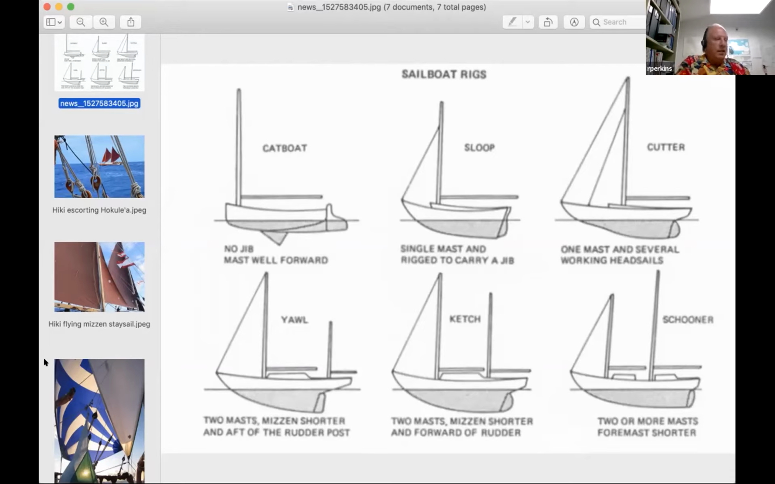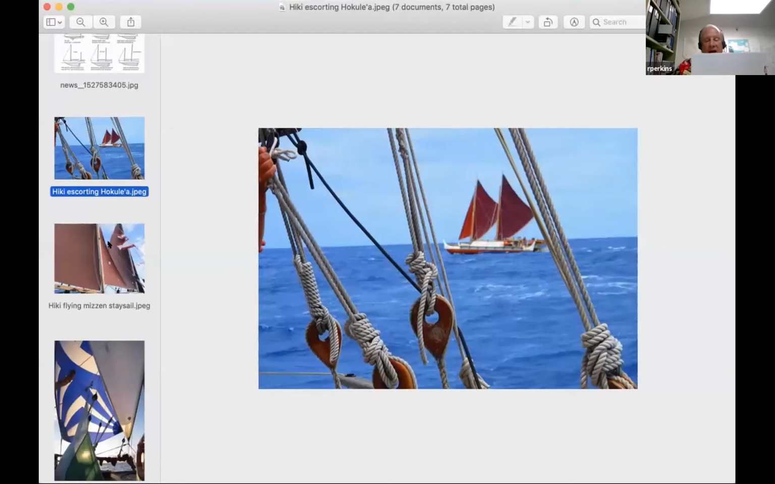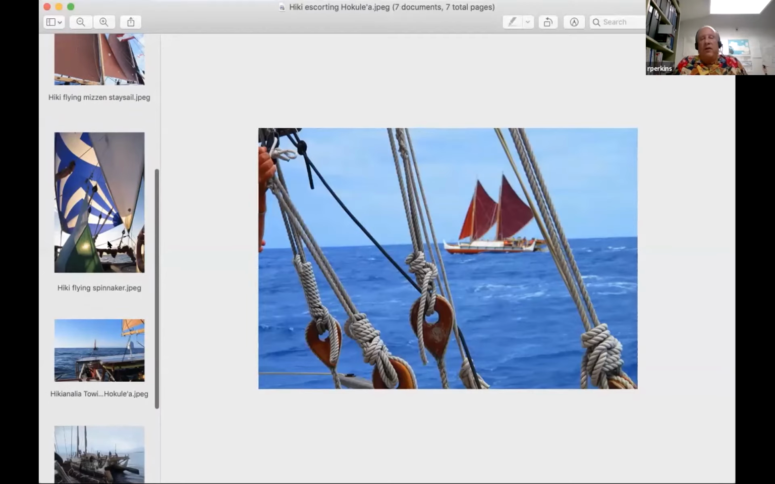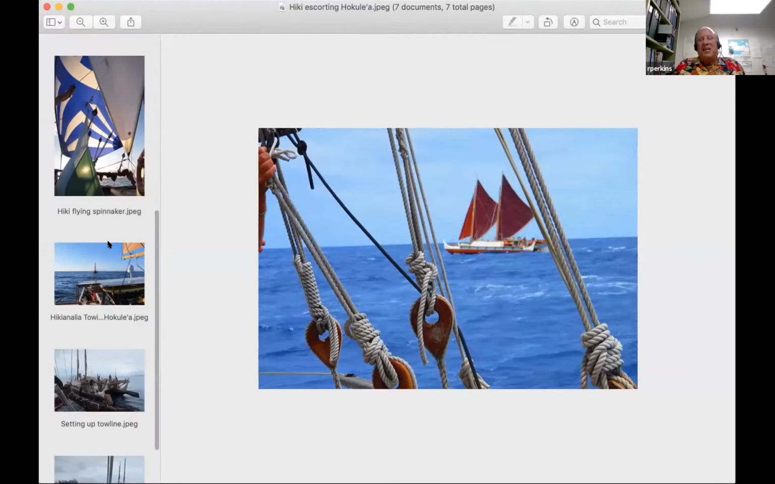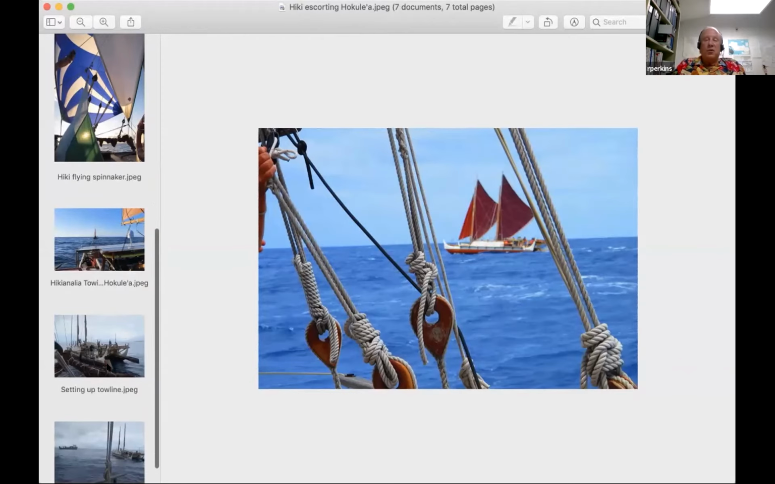Okay, great. Thank you. Okay, so this is another question that came up: what does chasing Hoku look like from a sailing standpoint, and how different is the sail plan between the two va'a? Very, very good question, Jen. Thank you. This is a picture of what it looks like being on Hikianalia and escorting Hokulea.